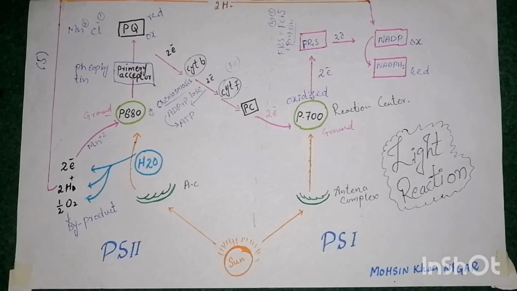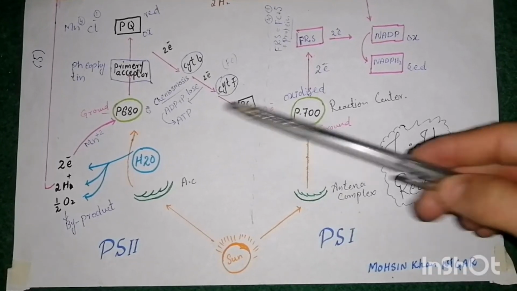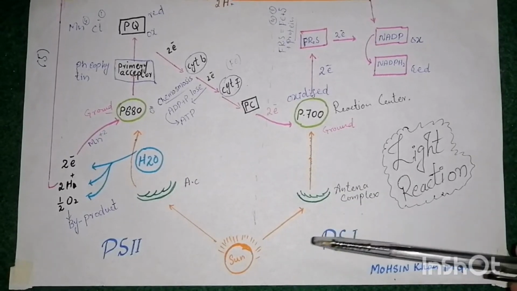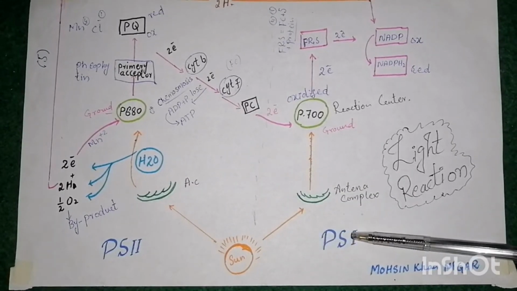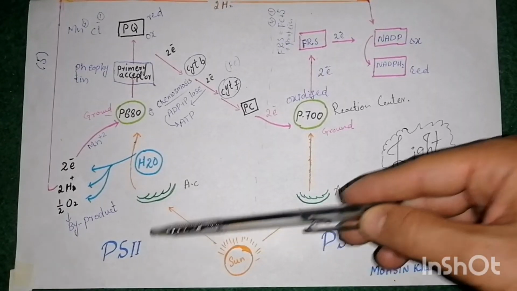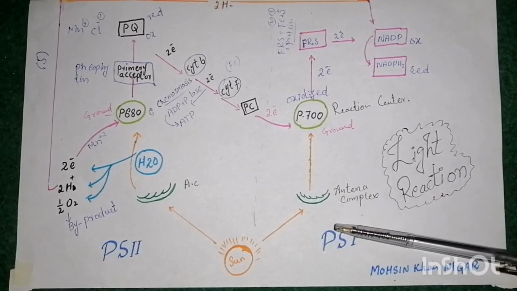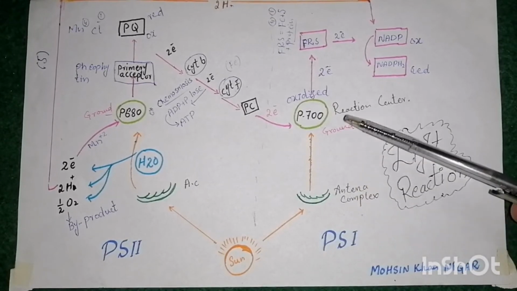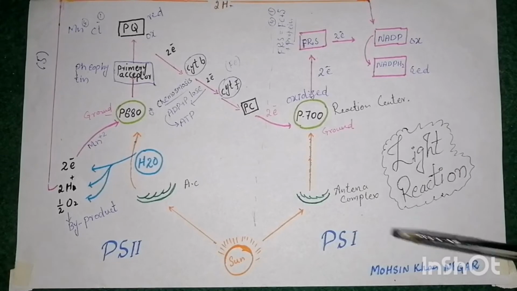It consists of two systems, PS1 and PS2, meaning pigment system 1 or photosystem 1, and pigment system 2. PS1 consists of two parts, the antenna complex and the reaction center.